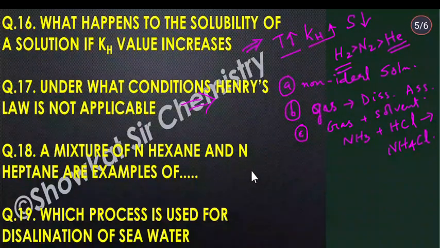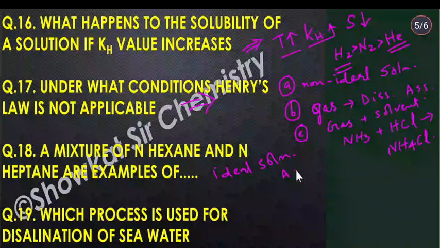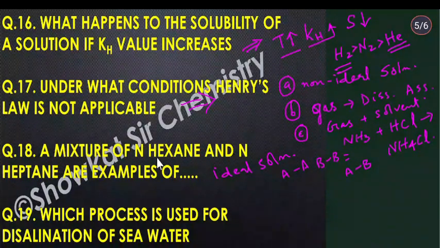Next, a mixture of n-hexane and n-heptane is an example of definitely an ideal solution. An ideal solution is one in which the A-A interaction and similarly the B-B interaction will be equal to the A-B interaction. So it is only possible if we are having a similar type of solute and solvent. This is n-hexane, non-polar, and n-heptane is also non-polar, both are straight chain. So definitely they will form an ideal solution.